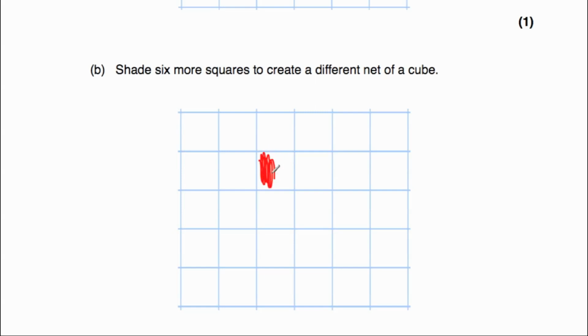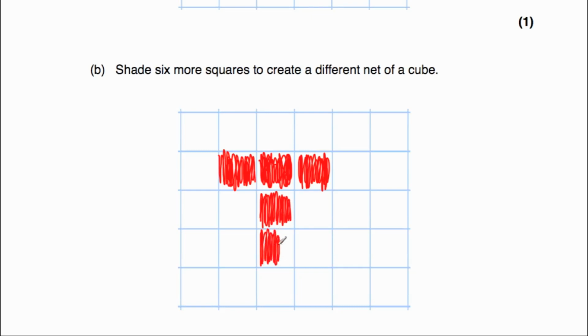Let's say that's the base of the cube. And then let's shade the left hand one and the right hand one. That will be the left hand face of the cube and the right hand face of the cube. Now that's the base. Let's then say that's the front. And let's just do this one. That will be the top of the cube, and then this can be the back of the cube. So this T shape could be the net of a cube as well, where we've got the bottom, the left, the right, the front, the top, and the back.